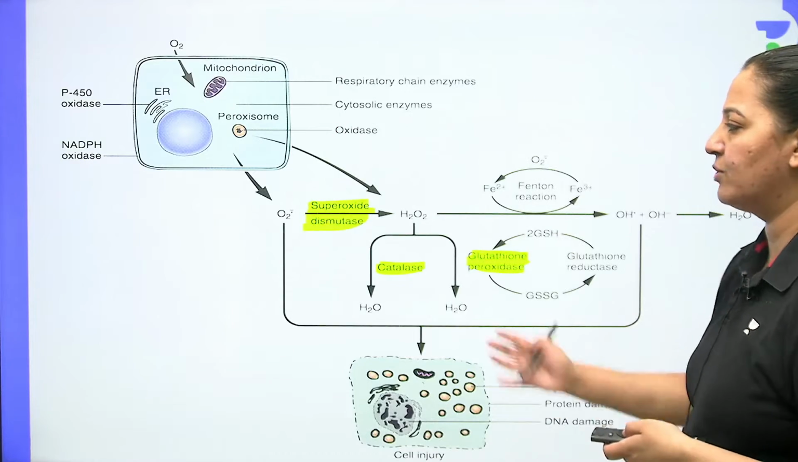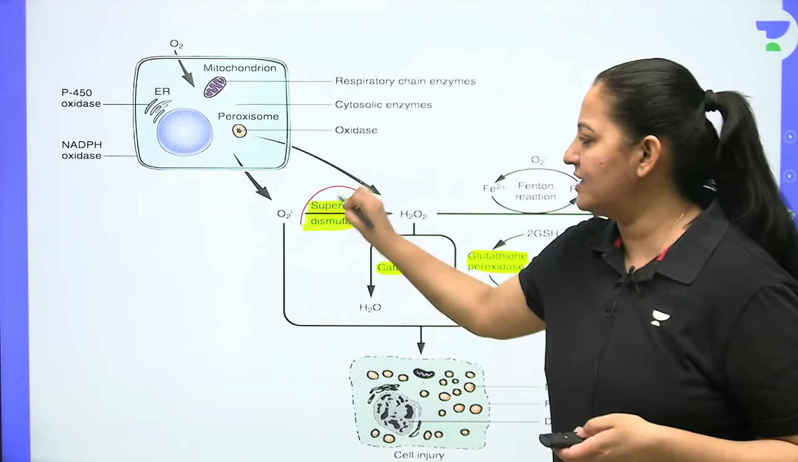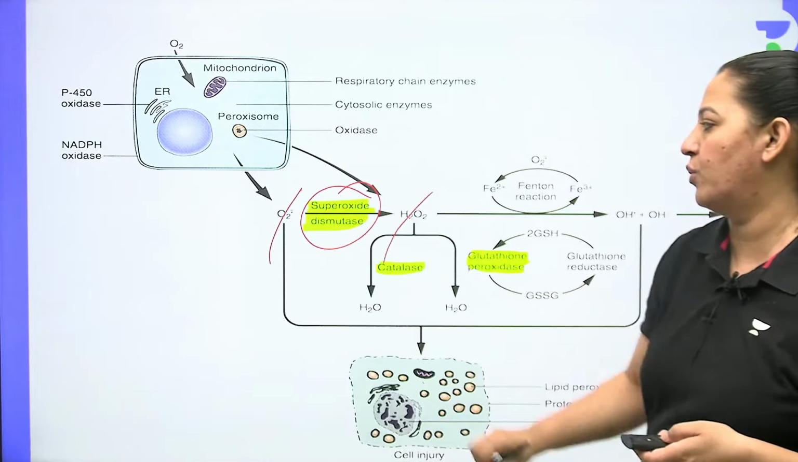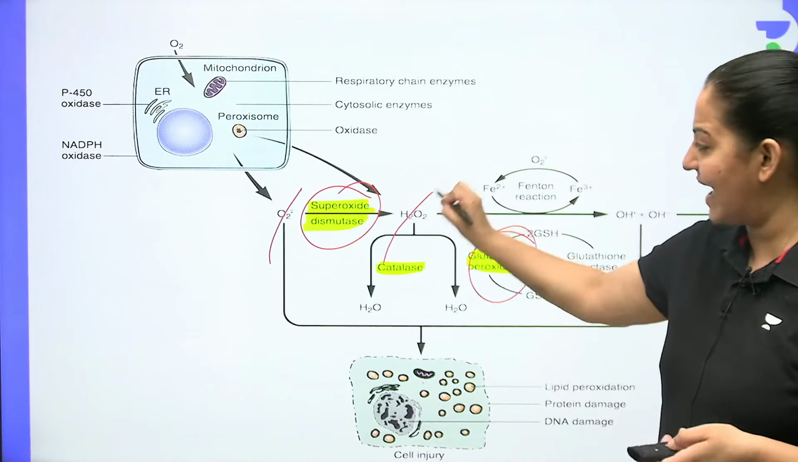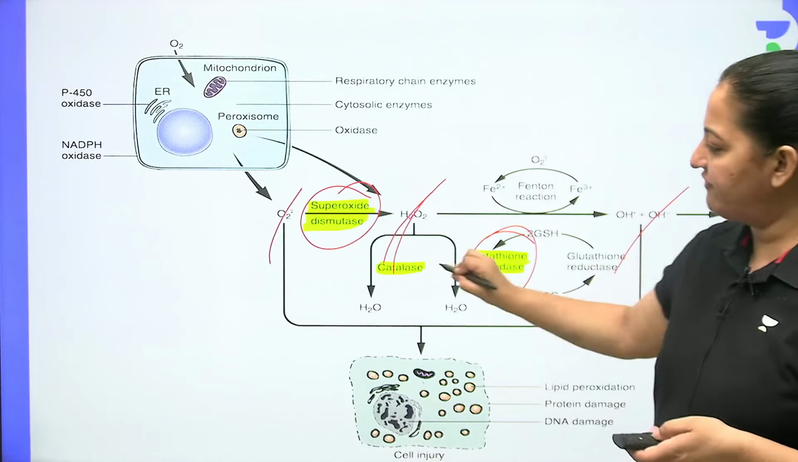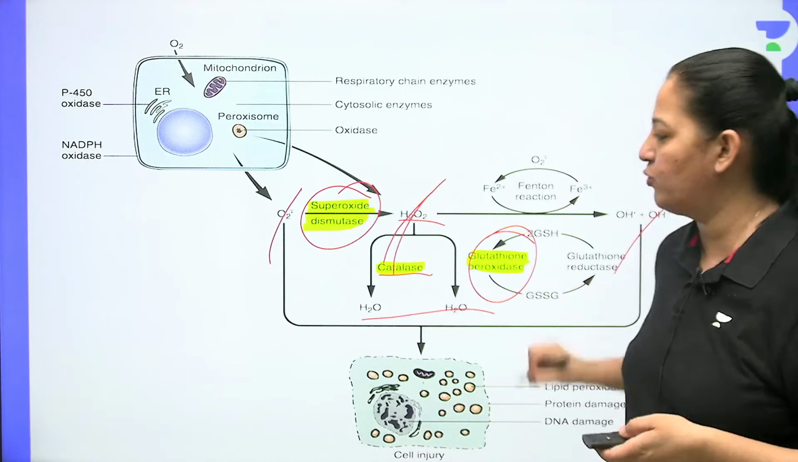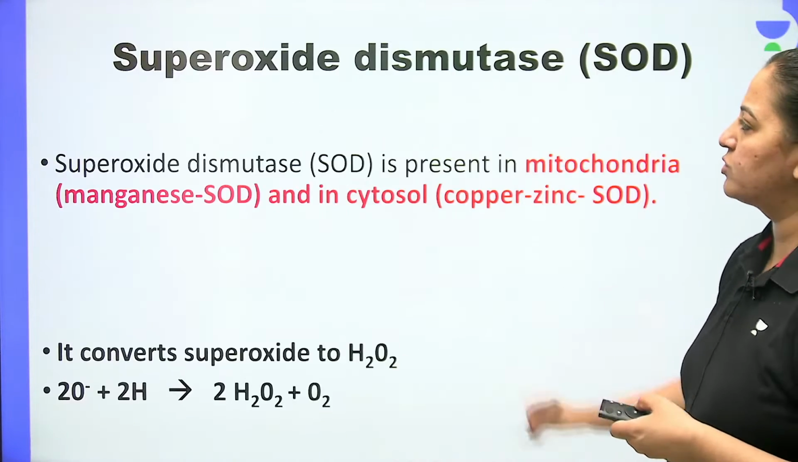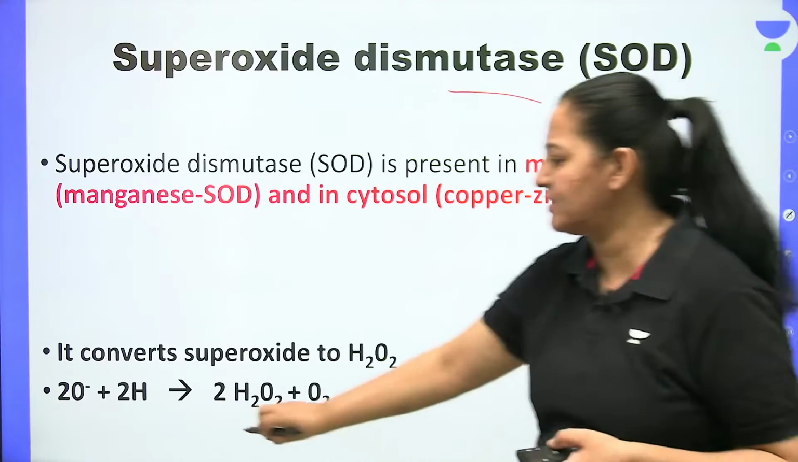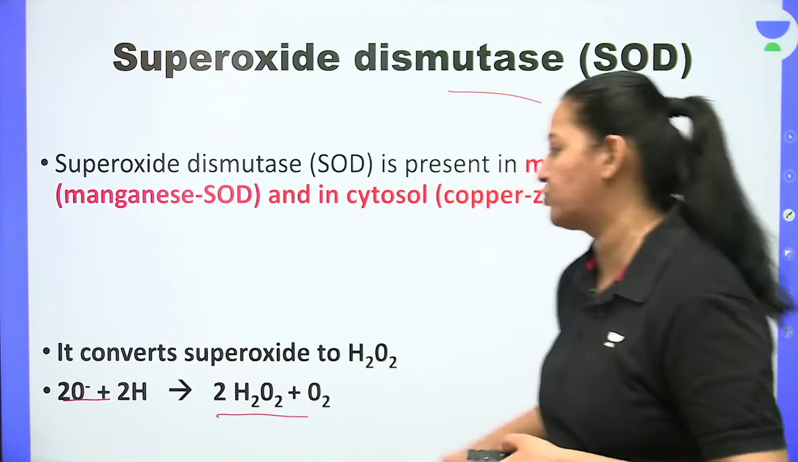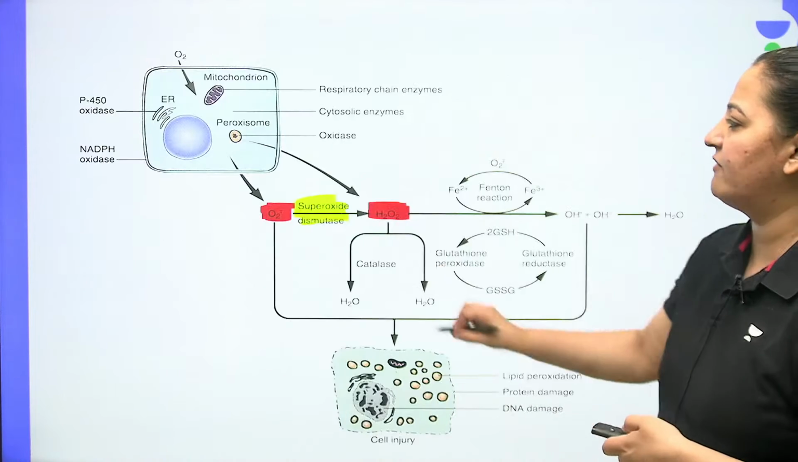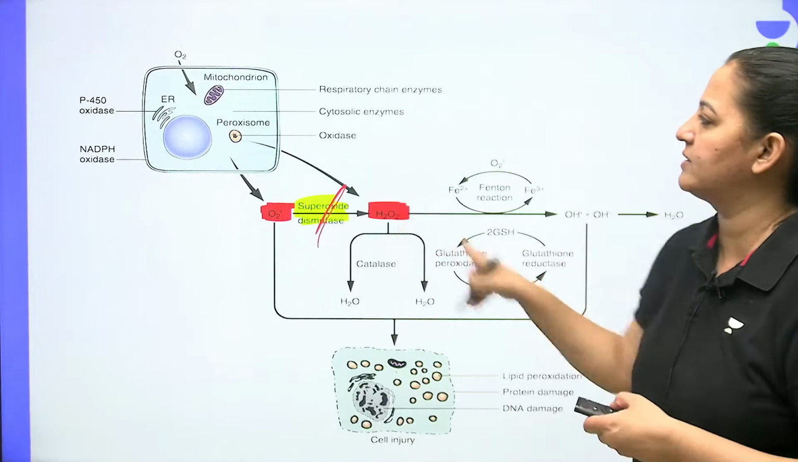So what are the 3 enzymes you can see in front of you? Superoxide dismutase converts O2 negative to H2O2. Second, glutathione converts H2O2 to OH negative, and catalase converts H2O2 directly to water. Give me a thumbs up. So these are the superoxide dismutase. As I have told you, what does it do? It converts O2 negative to H2O2, right? So you can see this is the function.